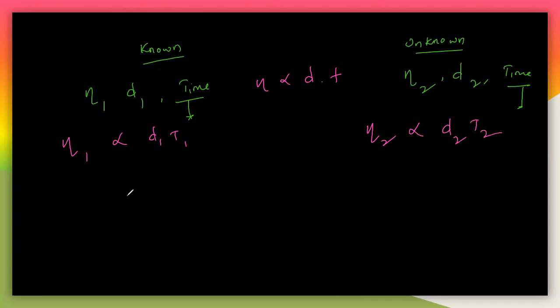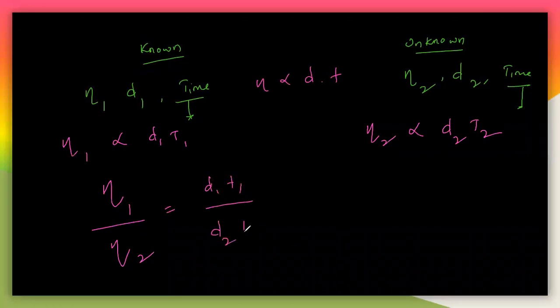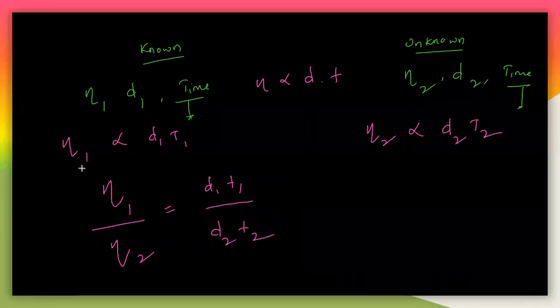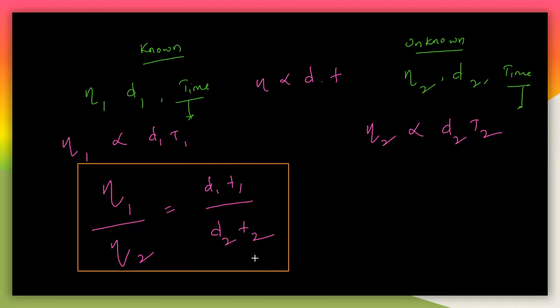So here I will write, let us divide these both equations, eta 1 by eta 2. So eta 1 by eta 2 is equal to d1 t1 (time, density) by d2 t2. So that is the case here, so that you can easily understand this. So see here, you can easily calculate the viscosity of an unknown solution, so particularly observe this equation here.